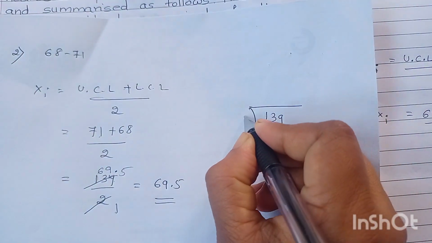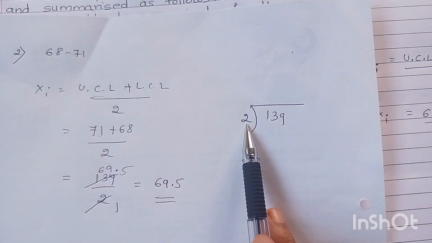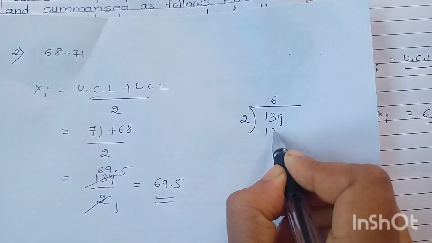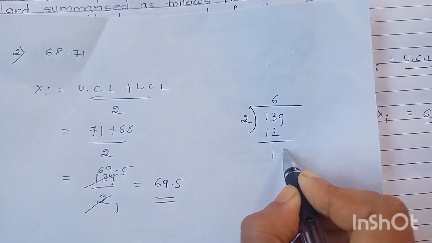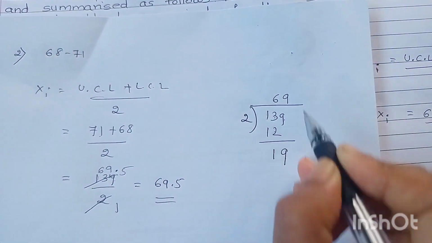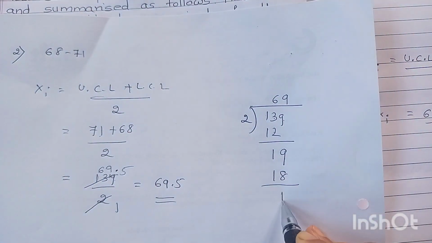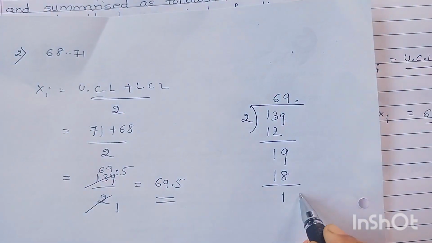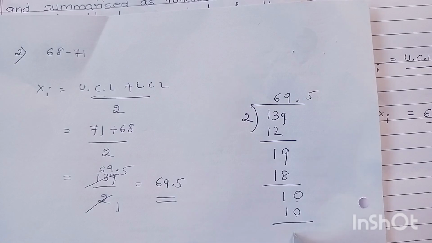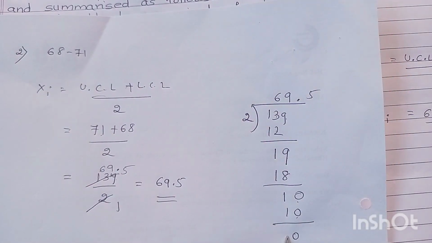Okay, 139 we have to divide by 2. That is 2 6s are 12. 13 minus 12 is 1. 9 we have to bring down. 2 9s are 18, 1 remains. Point 0, 2 5s are 10. 10 minus 10 is 0. In this way we will find out the xi. Okay. Now for the other class intervals I will write directly.